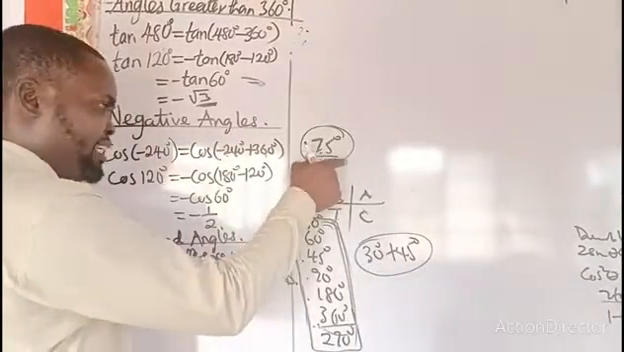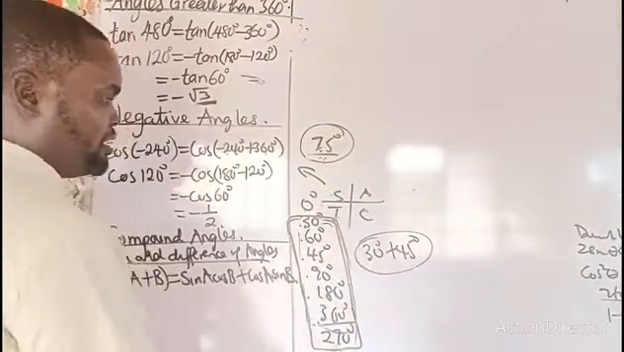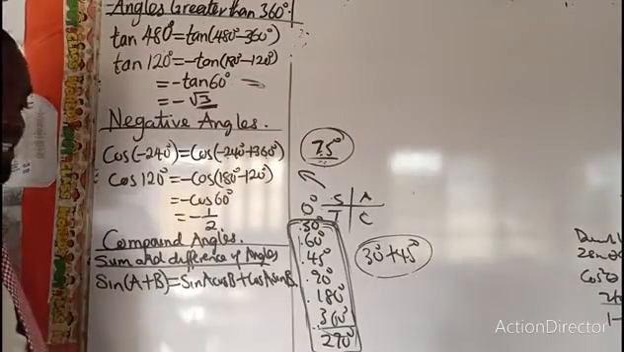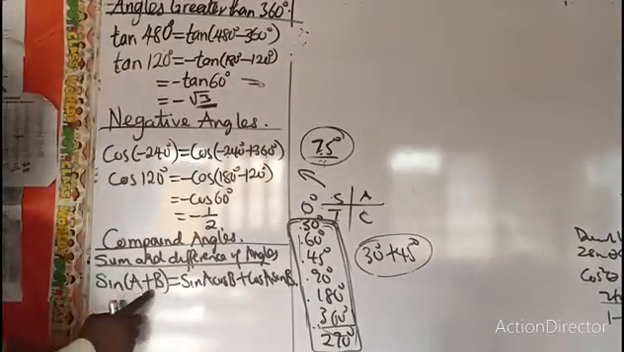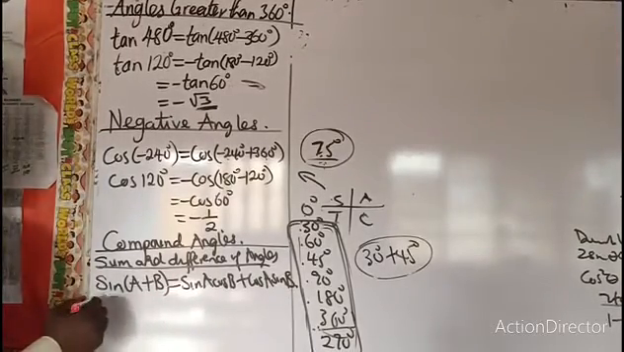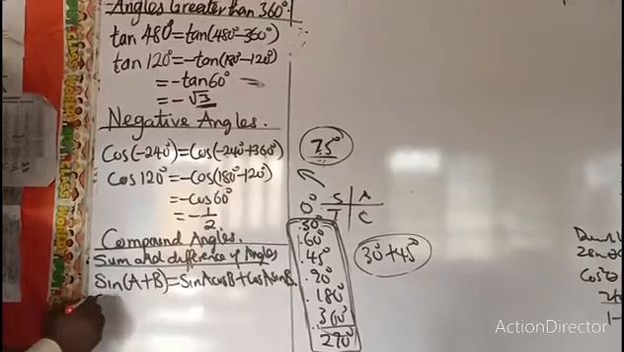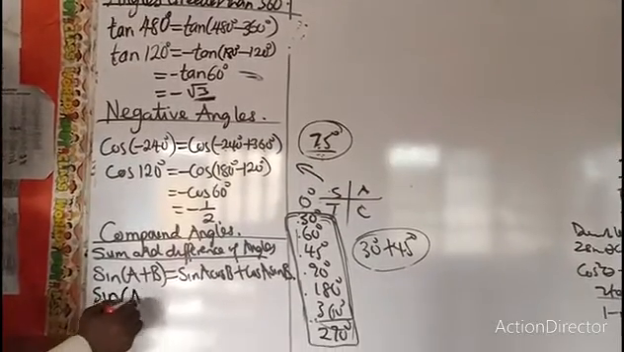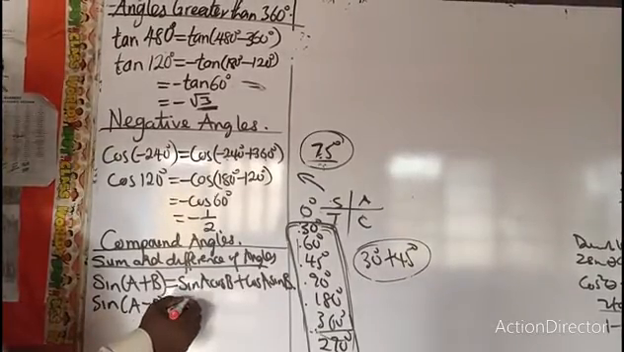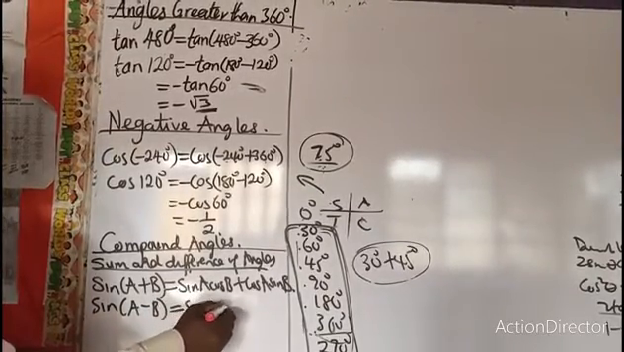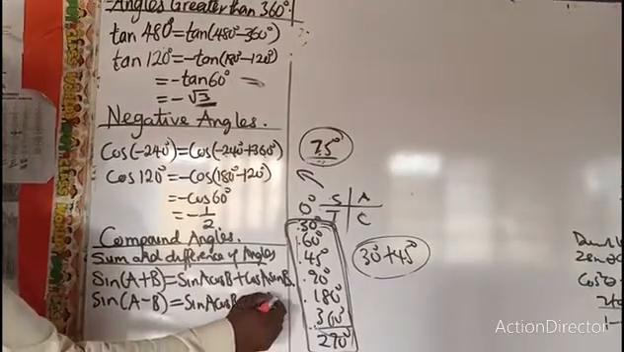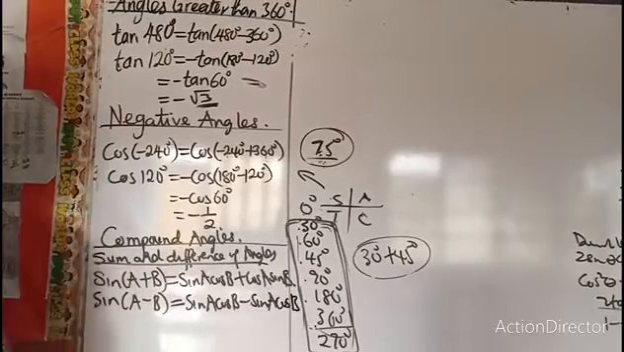So if I'm going to have to split a number into this because it's not among this, the law I use is the sum and difference of angles. So we have sine A plus B equals sine A cos B plus cos A sine B. Then we also have sine A minus B equals sine A cos B minus cos A sine B. As simple as that.